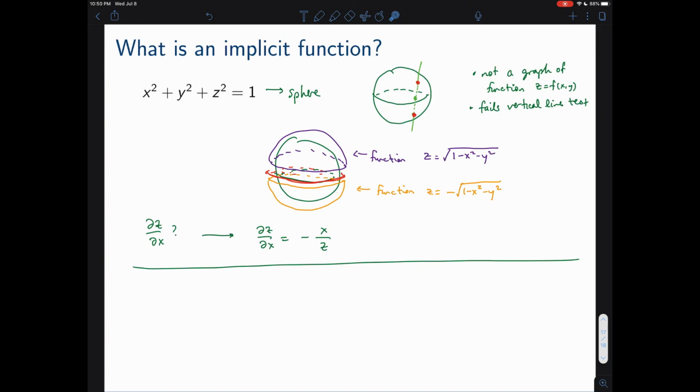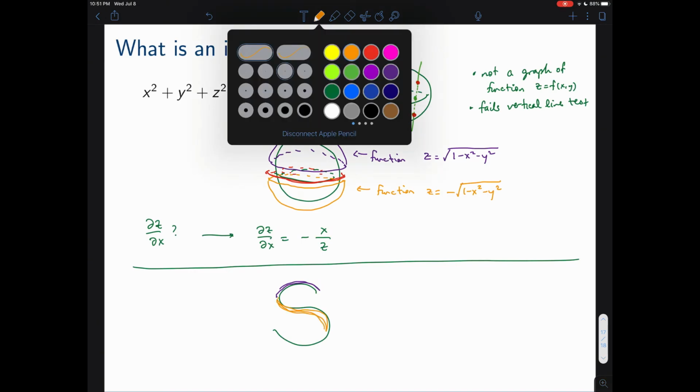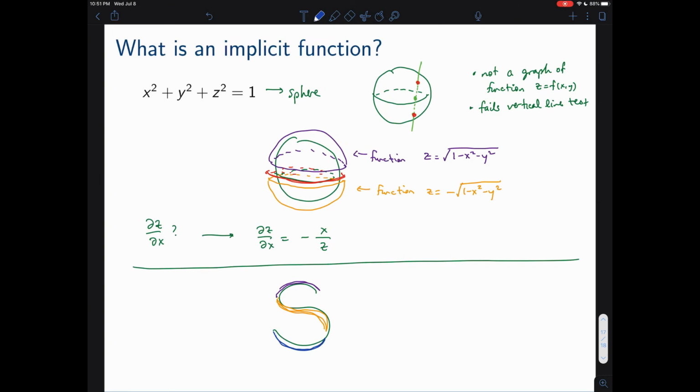Of course, things could be more complicated, right? Instead of just a top layer and a bottom layer, you could have a sort of S-shaped thing where you would need three functions: a function on top and a function in the middle and a third function on the bottom part. If you wanted to cover this shape with graphs, you would need 1, 2, 3 graphs to cover the whole thing. And so, you can imagine it going on from there.